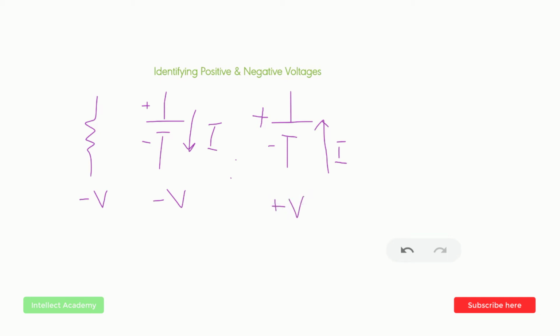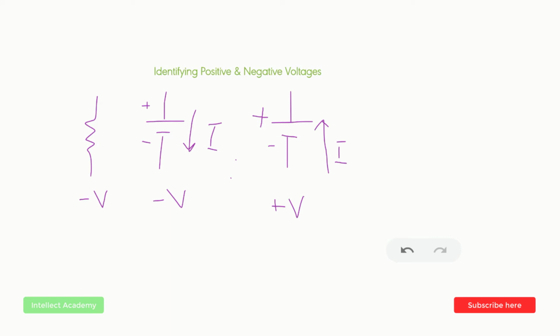So the overview is that for any resistor, you're going to mark it as a negative V, and for batteries, you're going to see the flow of current. If the current is flowing from positive to negative, there would be a voltage drop, and if it's traveling from negative to positive, there would be a voltage increment.